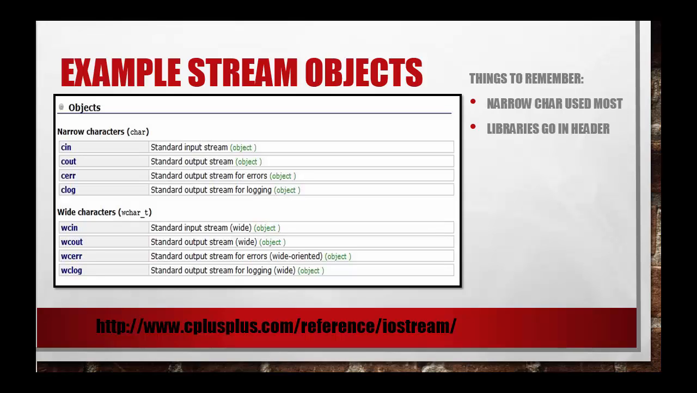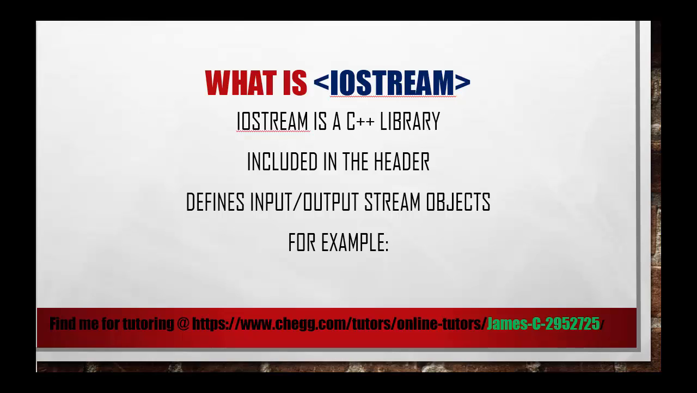We're not going to go too much into the wide characters because those are sometimes found in object-oriented programming and some of the advanced techniques. So we're just going to focus on the narrow characters. The things to remember here are that these narrow characters are used the most, and also that the header, iostream, is going to be found in your header. If it's not there, we're going to show you how to put it there each time you start your program up.